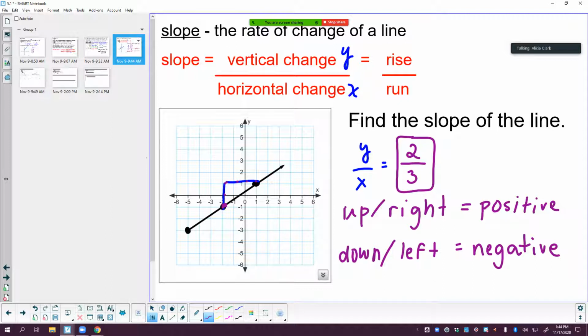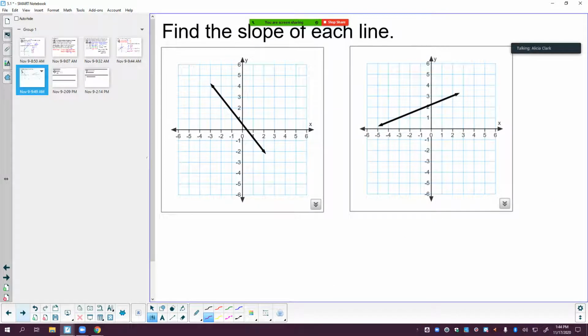Okay, so we're going to look at a graph here, and we're going to find the slope of each line. So the first thing that you need to do whenever you're finding the slope of a line is find 2 points that you can count off of. Okay, so I'm going to find a couple points here.